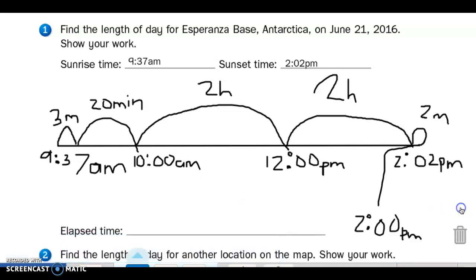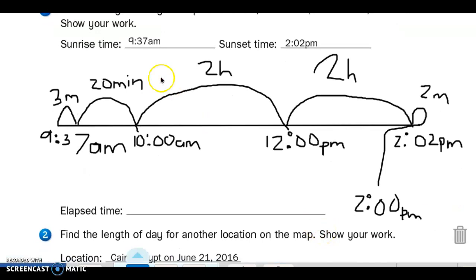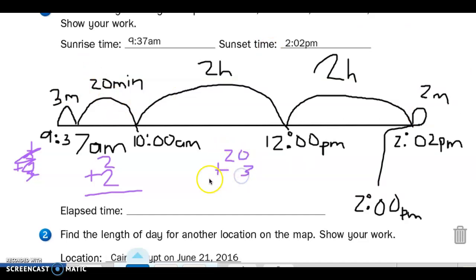Let's go purple. Okay, let's start. Let's see, I have 3 hours plus, oh no, I don't have 3 hours. Let's start over. I'm going to do my hours over here. So I have 2 hours, 2 hours, add them together. I'm not going to add them yet though, because I have 3 minutes, 20 minutes, 2 minutes. So I have 20 plus 3 plus 2.